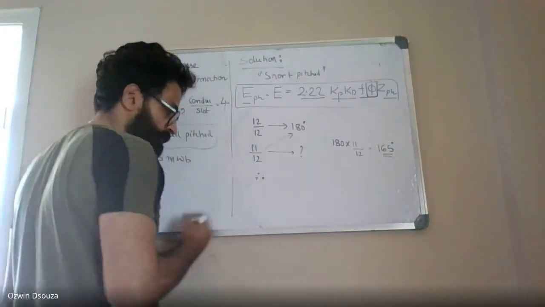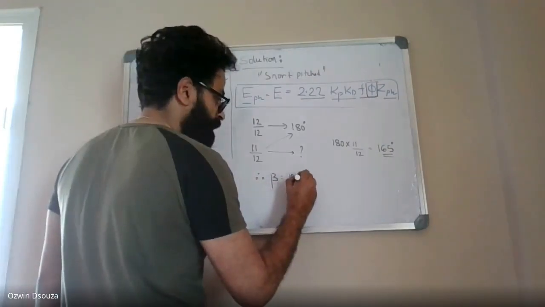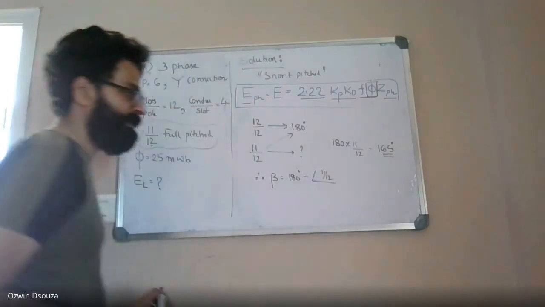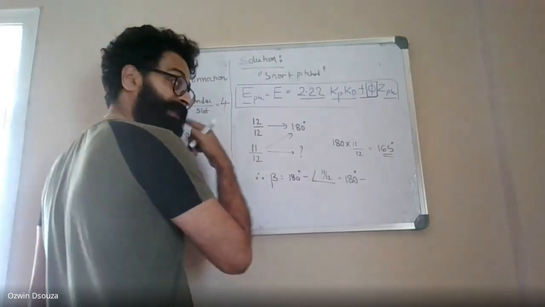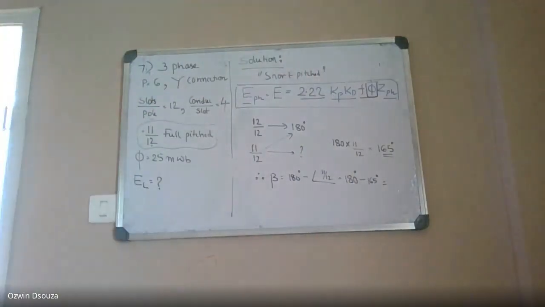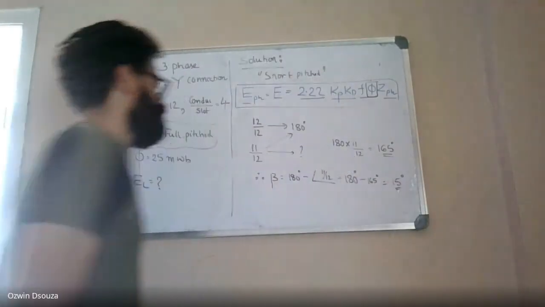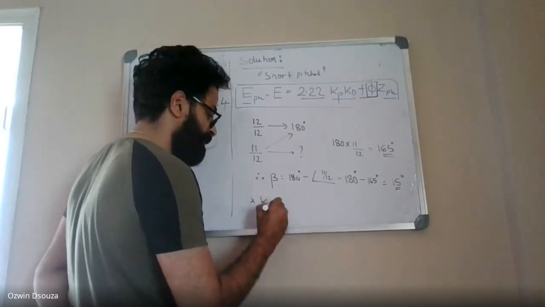Therefore, chording angle beta is equal to 180 degree minus angle of 11 by 12. So that's 180 degree minus 165, which is 15 degree. So that's your beta. Once beta is known, you can find out Kp.